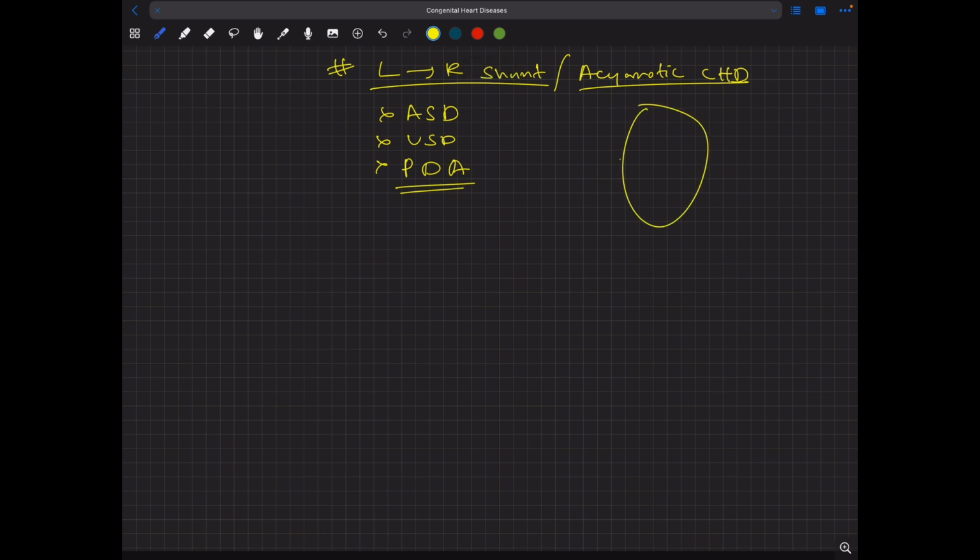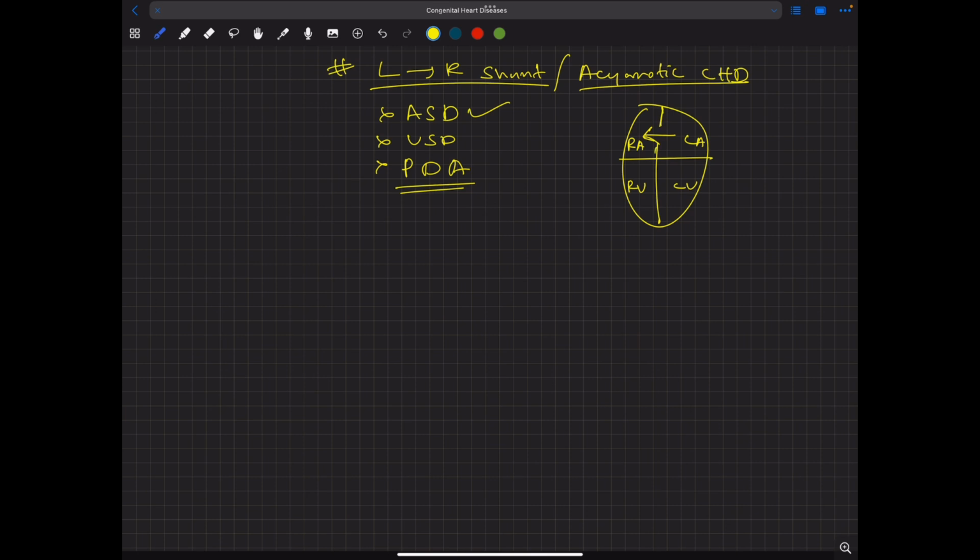So this is our heart. If there is a defect in the interatrial septum, so this is left atrium, this is right atrium, left ventricle and right ventricle. Blood will flow like this because the pressure in the left atrium is always greater than the right atrium, so blood will move in this direction. So it is atrial septal defect. There is a defect in the interatrial septum.